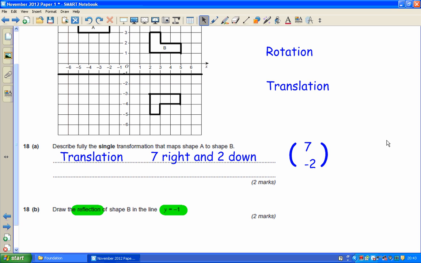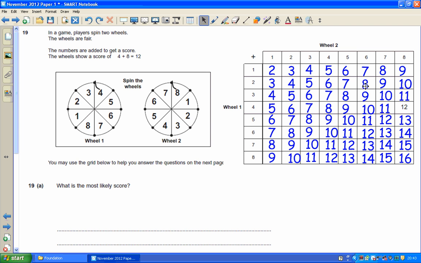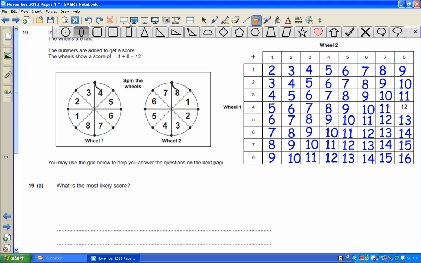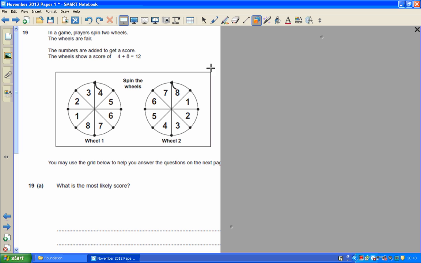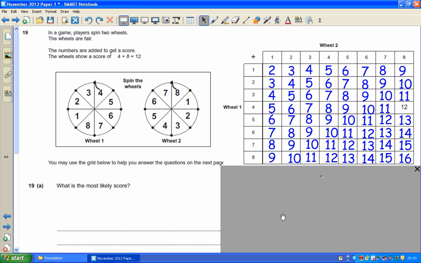Excellent. Right, nearly done. Number 19. So on this one it says a game. In a game, players spin 2 wheels. The wheels are fair, so there's equal chance to land on everything. The numbers are added to get a score. The numbers show a score of 4 and 8, which is 12. So we can add them together, in other words, to get the score. Okay, so what they've done is they've given you a grid like this to help you do your workings out.